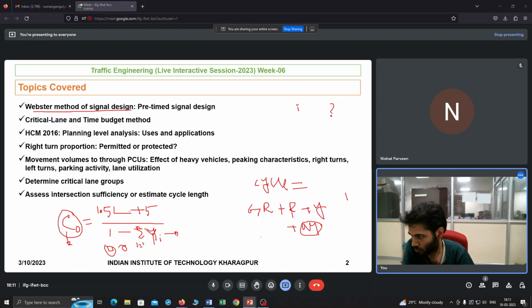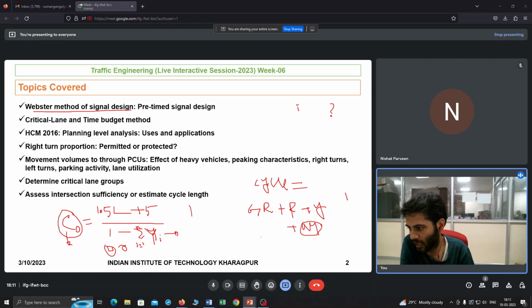So now here you have to calculate 1.5. This is the empirical factor which is coming. Webster actually proposed this, and there are also many modifications of this Webster method. But here we are considering the old Webster, I don't exactly remember the year, but it is a sort of old method of signal design.